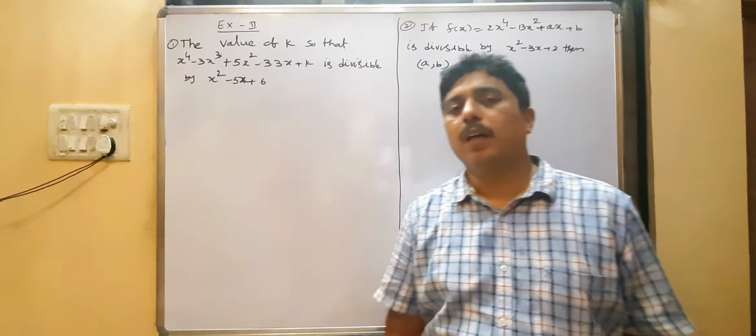Coming to next question. See, if f of x is a polynomial of degree n, that means degree of f of x is given. Degree of f of x equal to n means number of roots of the f of x equal to n.